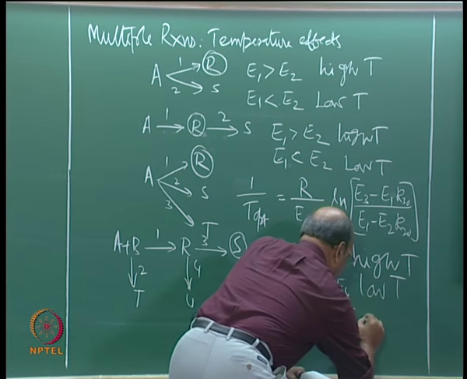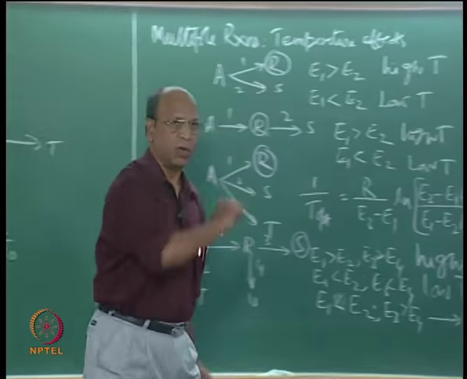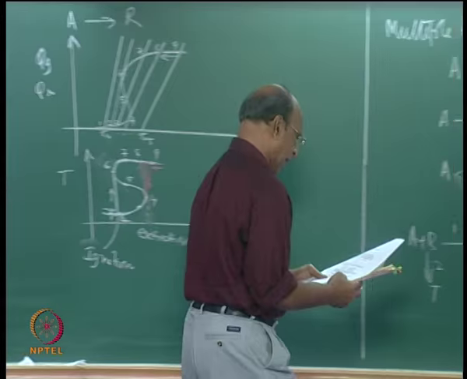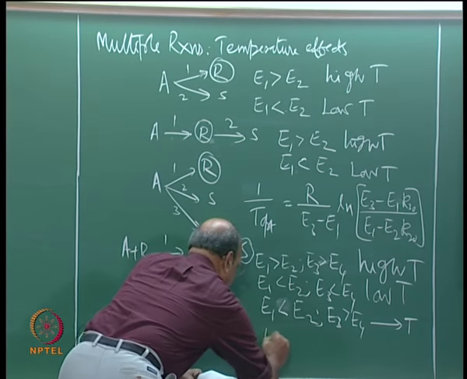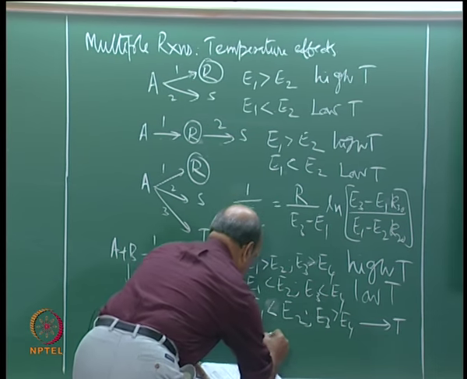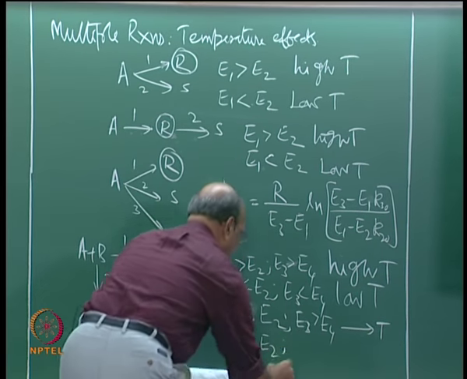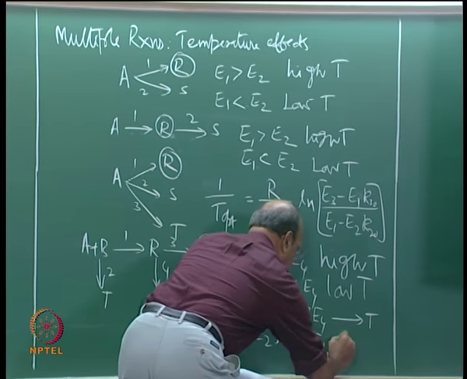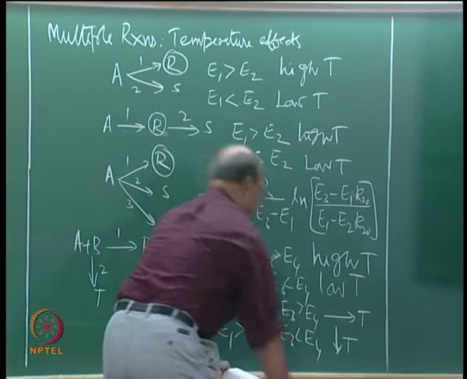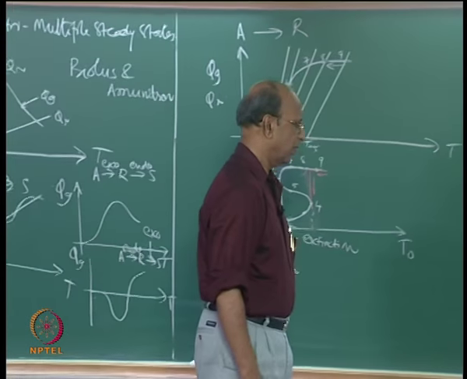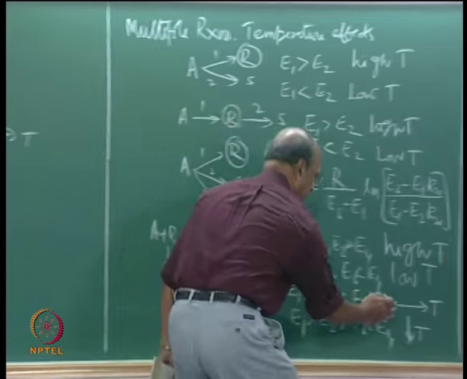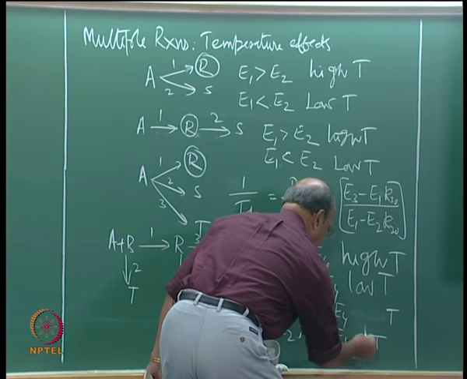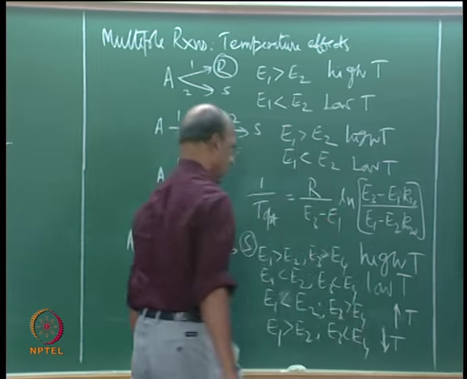Correct, no? Arrow. Increasing temperature. Good. So then the other one is, of course, the reverse of this: E1 greater than E2 and E3 less than E4. This is decreasing temperature. Maybe here I have to put increasing temperature.